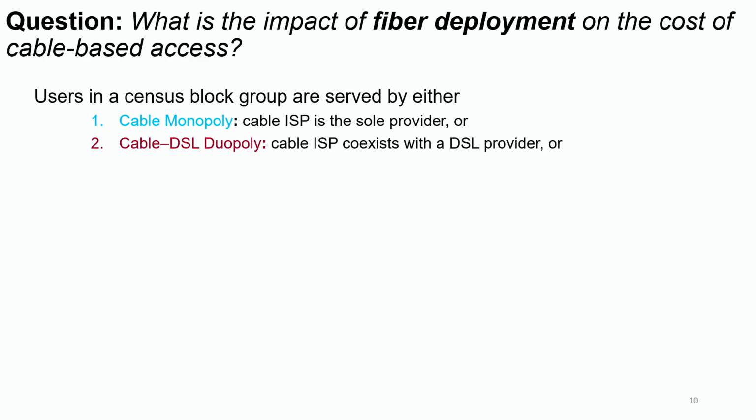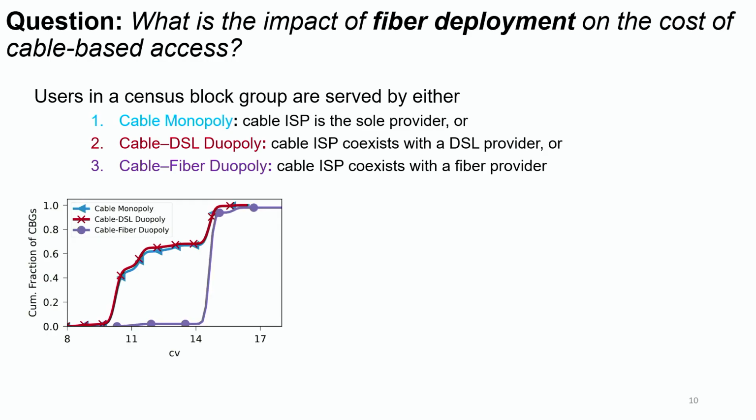And then the other one is that of cable DSL duopoly, whereby a cable provider exists in that market and competes with a DSL providing operator. And the last one is the cable fiber duopoly, which, as the name suggests, is where the cable provider basically competes with a fiber provider, which is a much higher value provider. And so here we see an example of New Orleans, whereby we basically looked at how the carriage value distribution appears across all these three market types.